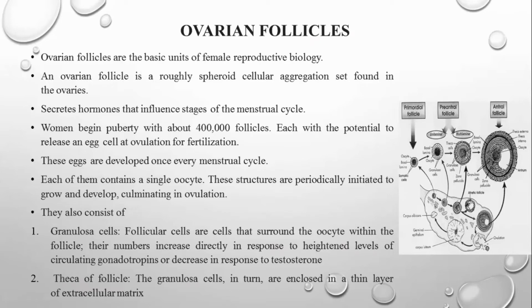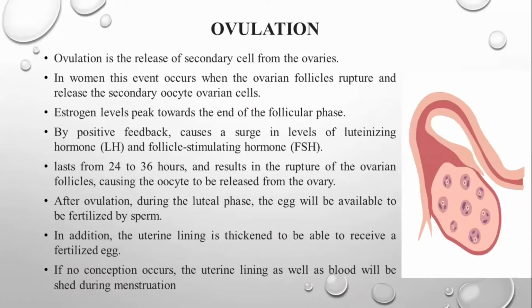Then the theca follicle: the granulosa cells are enclosed in a thin layer of extracellular matrix, which we call the theca cells of the follicle. These theca cells form two layers, one the theca interna and the other the theca externa. What is meant by ovulation?